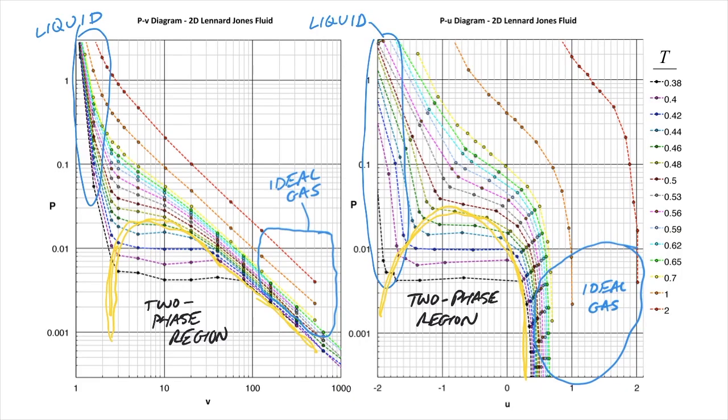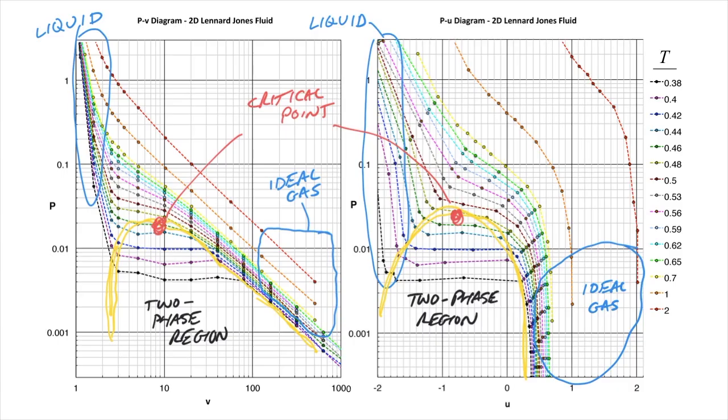In between, at lower temperatures, we see the system splits into two phases, a more dense liquid-like phase and a less dense gas-like phase, with horizontal isotherms in the region of volume and internal energy where both phases are present. Finally, we also see that as the temperature is raised, this two-phase region narrows, leading ultimately to continuous behavior above about T equals 0.5. This corresponds to a critical point, beyond which we only have a single supercritical fluid.